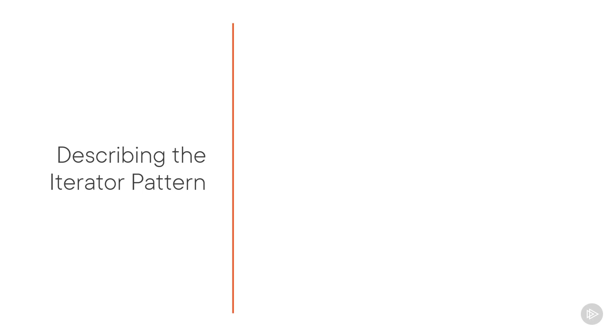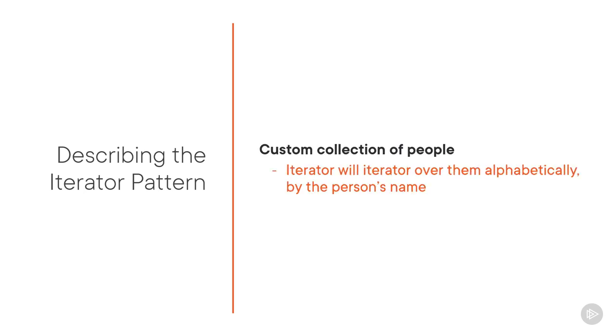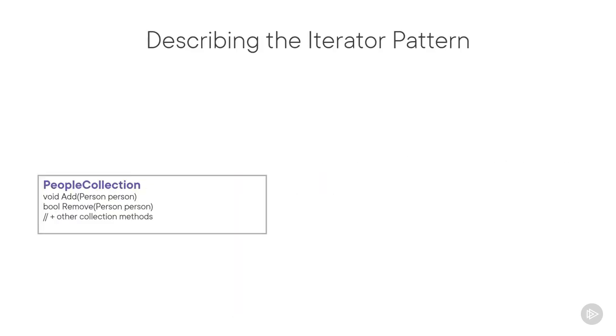Now, as mentioned, most common iterators on the collections we use already exist. So as an example, we're going to create a custom collection, a collection of people. On it, we're going to create an iterator that iterates over these people, but it's going to do that in alphabetical order by the person's name. We will name our custom collection People Collection.